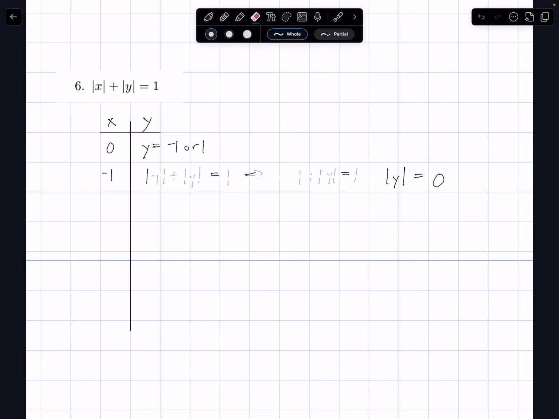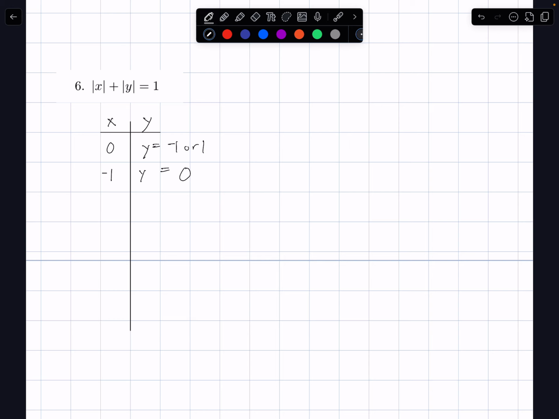Y is equal to 0. Oops. There you go. Okay. Y is equal to 0.